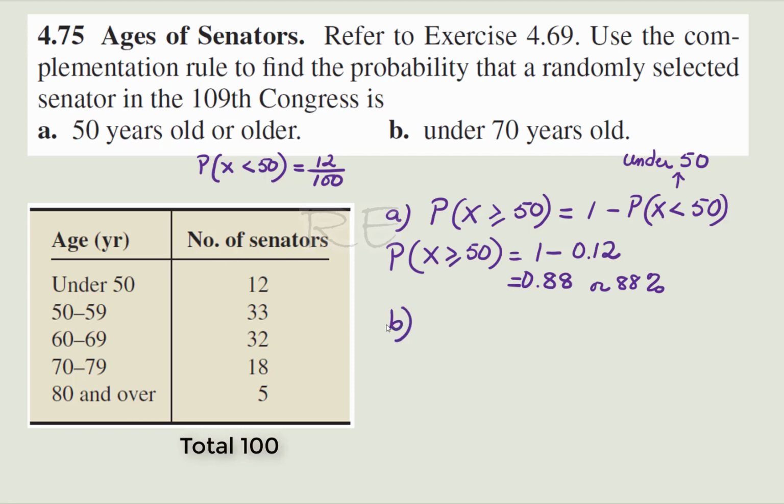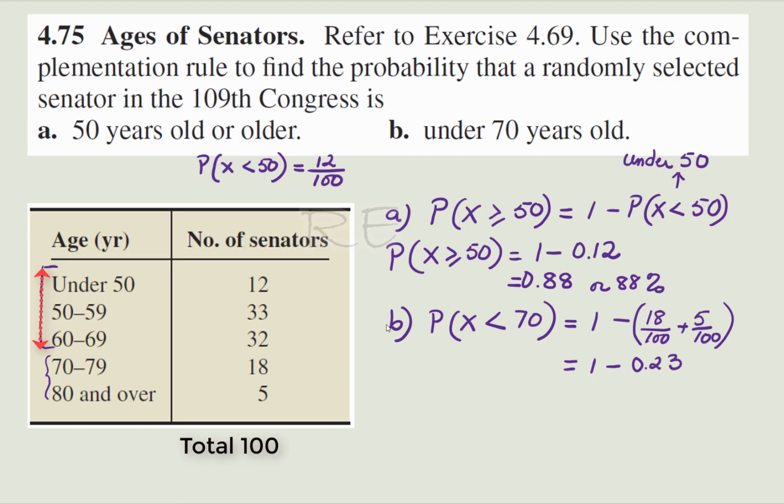We're going to search for the probability that a randomly selected senator is under 70 years old. So it's P of X strictly less than 70. This part of the graph right here. And this part of the graph is equal to 1 minus P of X 70 or older. So 70 or older is this part of the graph. So it's 1 minus 18 over 100 plus 5 over 100. So it's 1 minus 23 over 100 or 0.23. 1 minus 0.23, we're left with 0.77 or 77%.